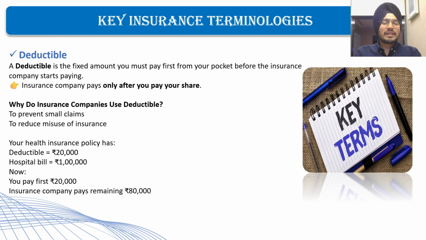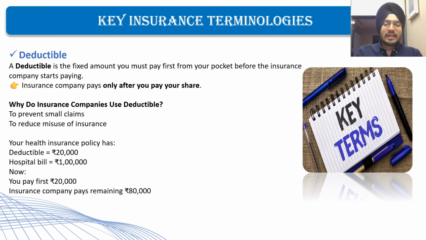Deductible and copay are almost similar. In copay, we have to pay based on the percentage. Deductible, we have a fixed amount, right? Percentage and the fixed amount, that is the difference. So deductible is a fixed amount you must pay first from your pocket before the insurance company starts paying. Why do insurance companies use deductible? To prevent small claims, to reduce misuse of insurance.